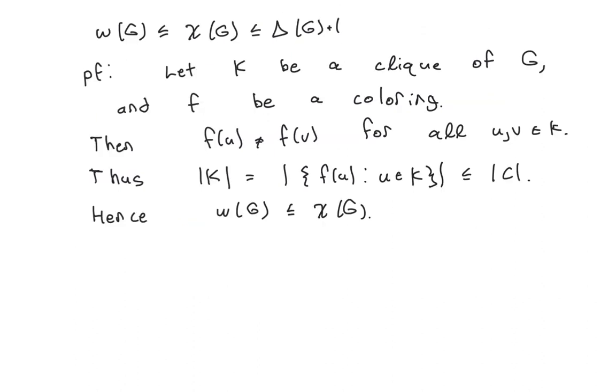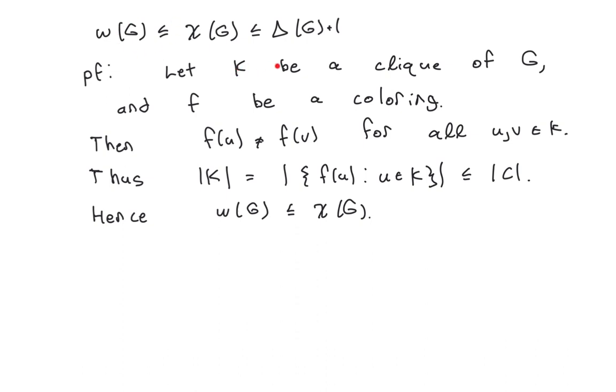All right, now we're going to prove some bounds for the chromatic number. First, the chromatic number is bounded from below by the clique number, and bounded from above by the maximum degree of the graph plus 1. So we're going to prove this lower bound first.